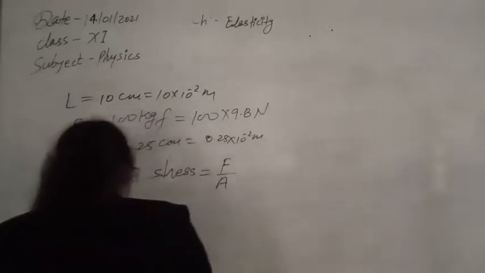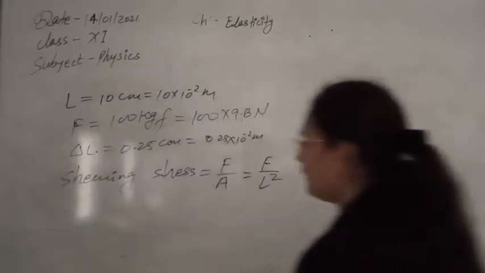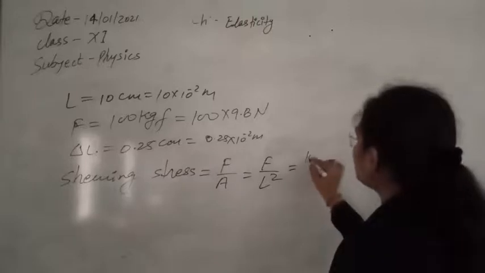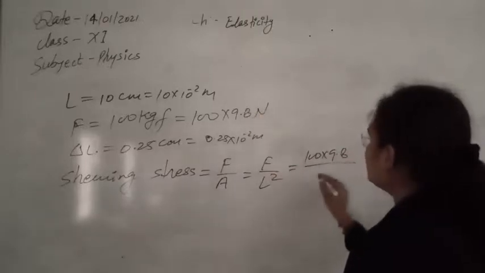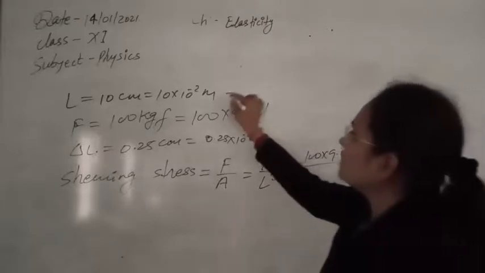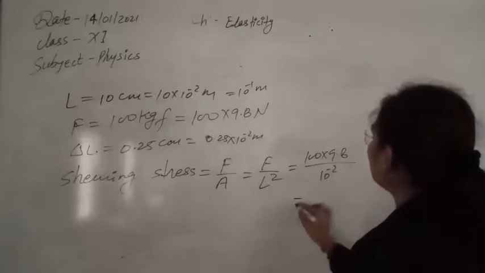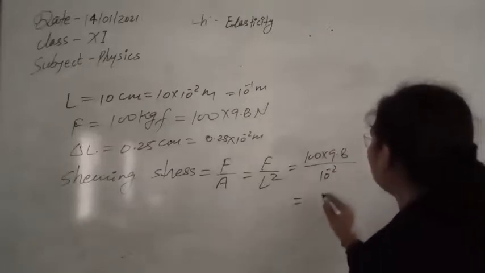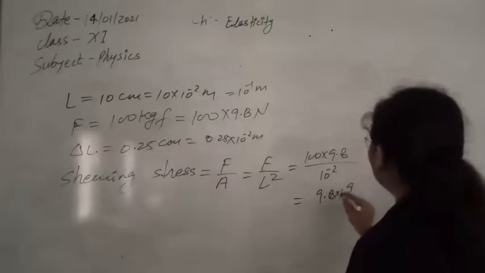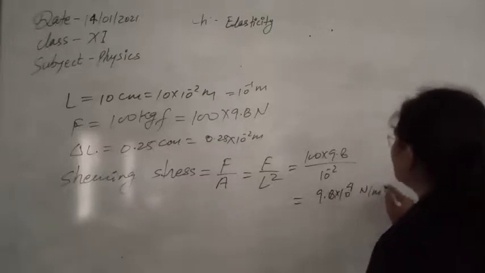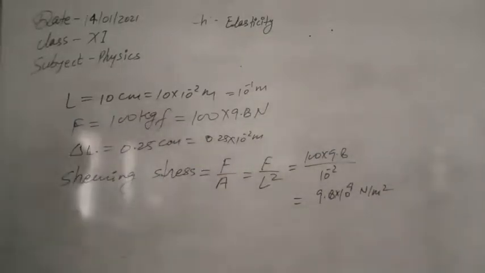The area of the cube will be just the square of the side, and F we have, this is 100 into 9.8. The length is 10 into 10 to the power minus 1 meter, so the area will be 10 to the power minus 2 meter square. If you solve this, it is 9.8 into 10 to the power 4 Newton per meter square. This is the shearing stress produced in this question.